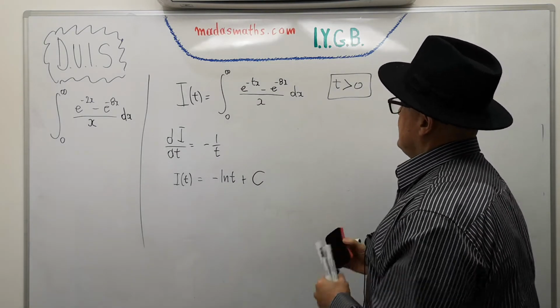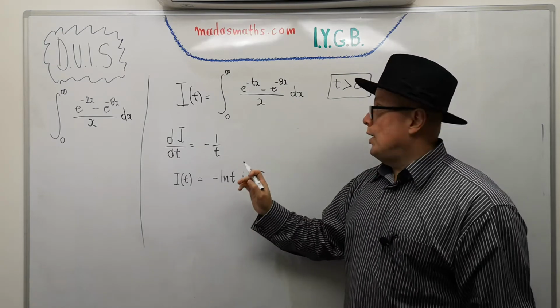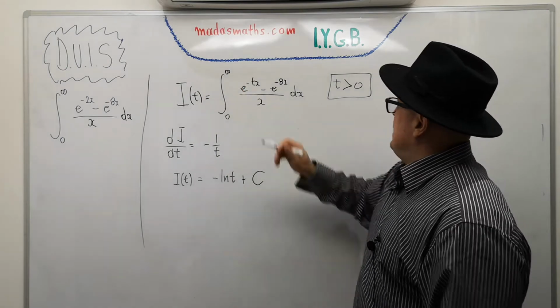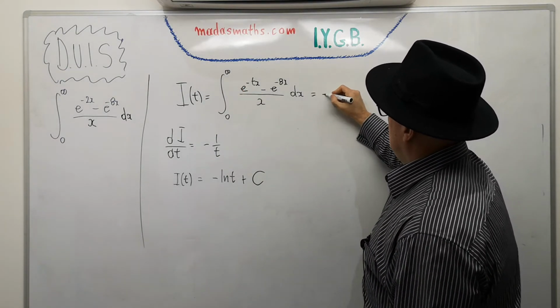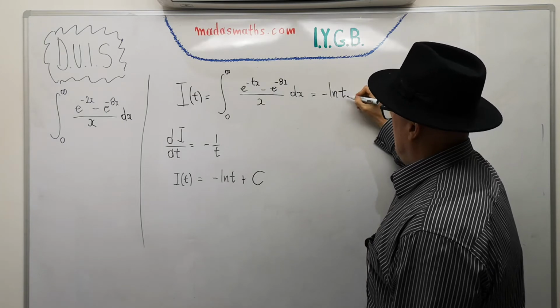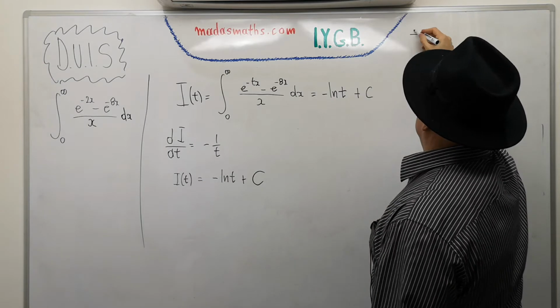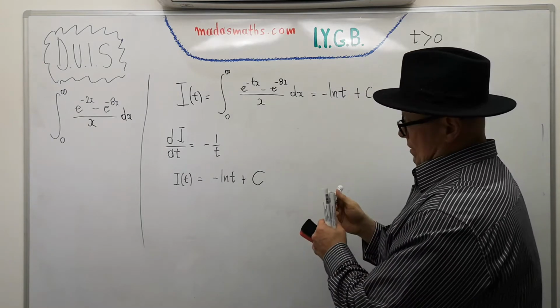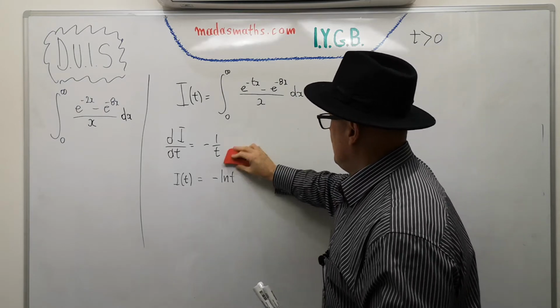So let's think now how we're going to evaluate this constant. We need to pick a suitable value for our t. Our I of t is equal to minus the log of t plus a constant. And of course, t is in fact a positive number. That's why I didn't put mods in there.